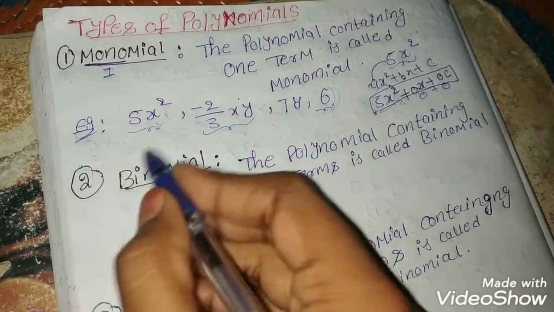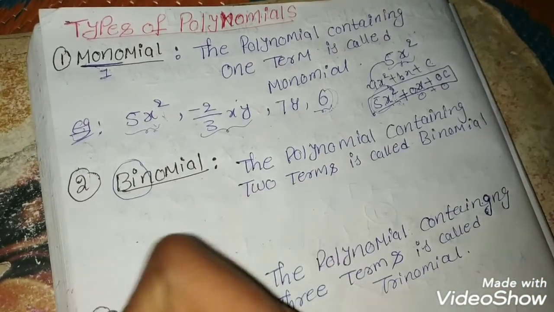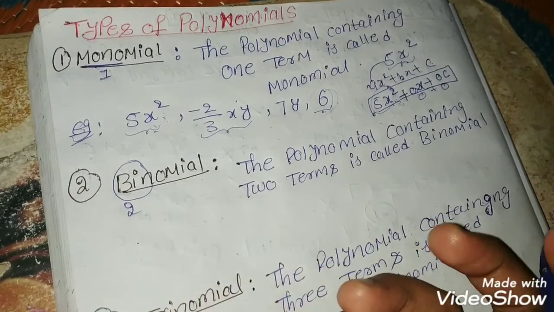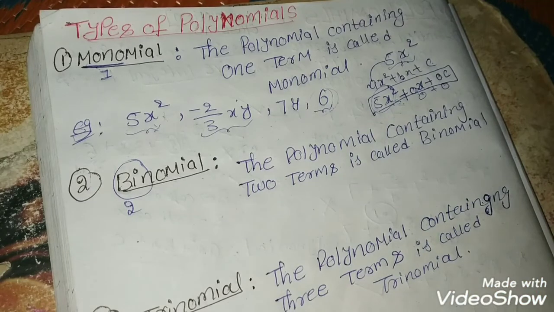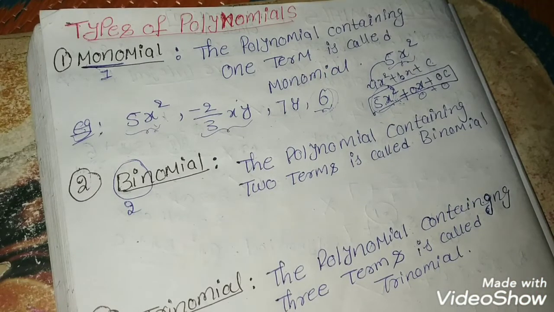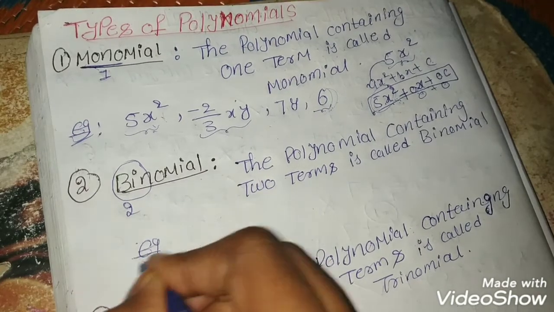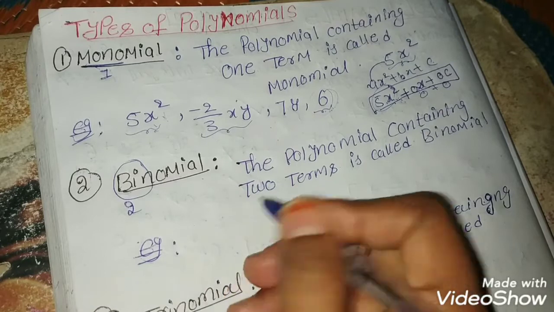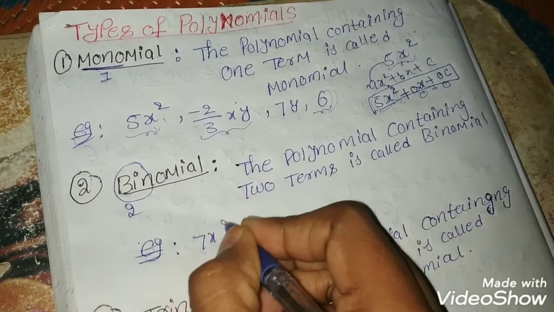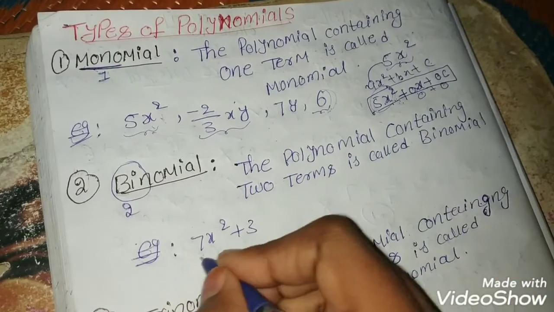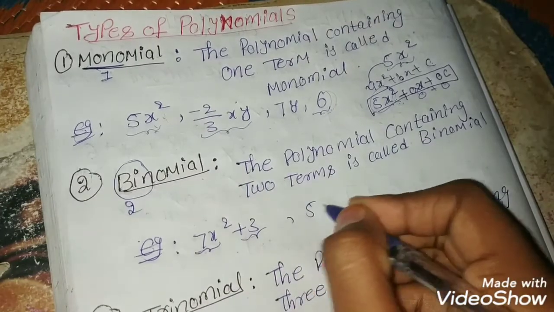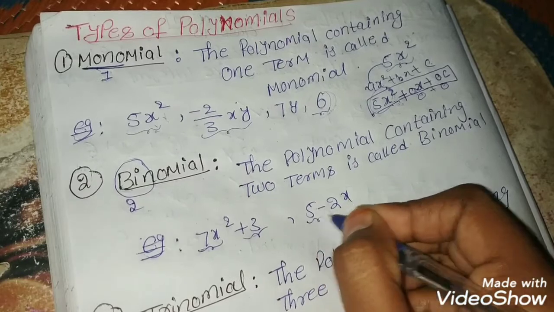Let's check. What is a binomial? In the name itself, we have bi. Bi is nothing but two terms. If we have two terms in the polynomial, then we can say this is a binomial. Let's check some examples. Anything you can write, like 7x square plus 3. So we have two terms here, right? And next, 5 minus 2x. Here also we have two terms.